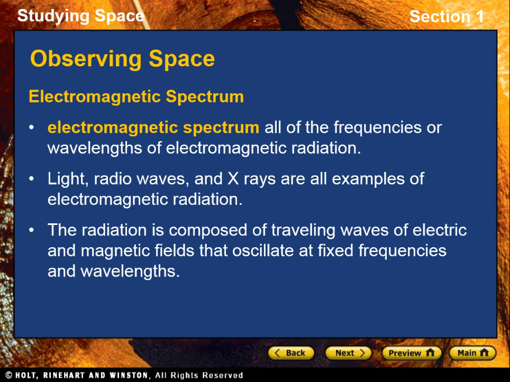Electromagnetic spectrum. Visible light is a form of energy that is part of the electromagnetic spectrum. The electromagnetic spectrum is all of the wavelengths of electromagnetic radiation. Light, radio waves, and X-rays are all examples of electromagnetic radiation. The radiation is composed of traveling waves of electric and magnetic fields that oscillate at fixed frequencies and wavelengths.